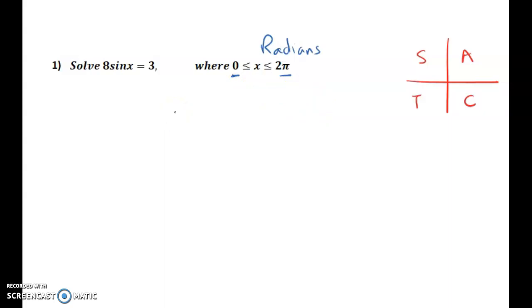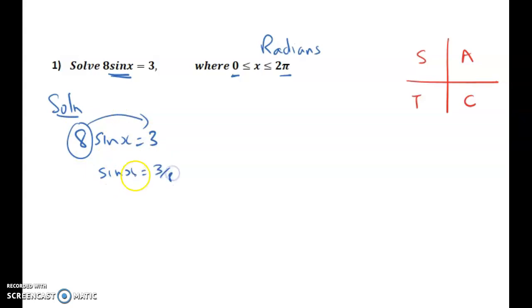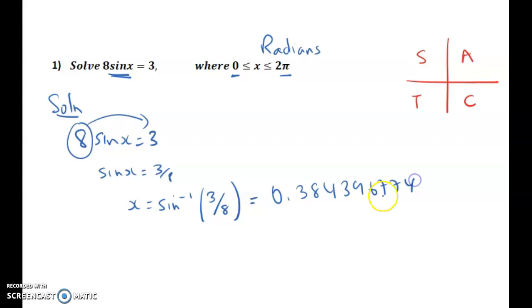In this first question, there's only one trig function, which is sine. So this is pretty simple. All I will do is simply send over everything until I have x alone. So I have 8 sine x is equal to 3. I'll send the 8 over first. The 8 is multiplying. I'll get this. And then I'll send the sine. Sine inverse of 3 on 8, and I work this out with the calculator, and this gives me 0.384396774. Now that is actually the value for the first quadrant here.